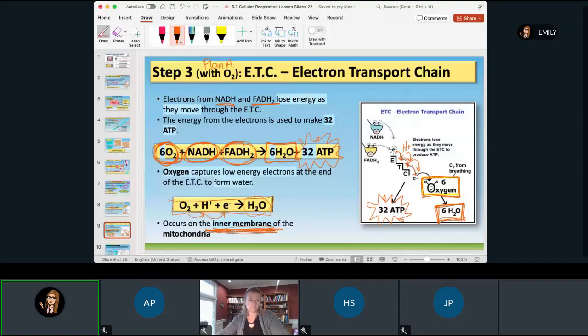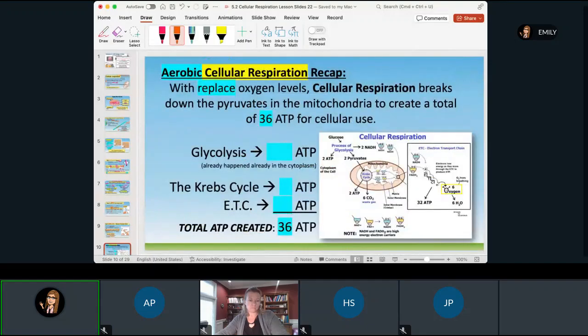So, let's talk about aerobic, which means with oxygen, cellular respiration. I don't know why this says replace, with a lot of oxygen levels. Okay, so with high oxygen levels, I think this is supposed to be blank for us to write the replacement in. So with high oxygen levels, cellular respiration breaks down the pyruvates to create a total of 36 ATP.